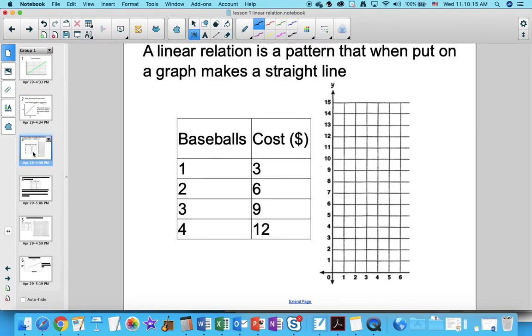So, a linear relation is a pattern that, when put on a graph, makes a straight line. So, if you draw the pattern, you will create a straight line. That's why it's called a linear, straight line relationship, or relation.